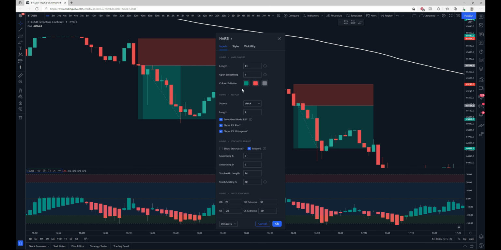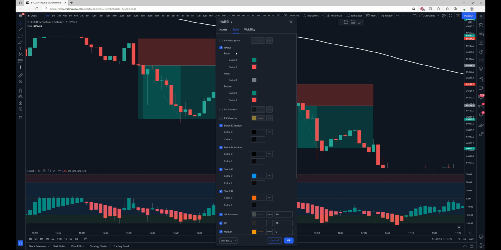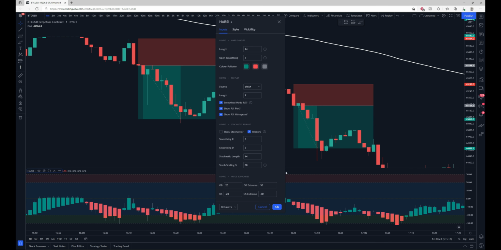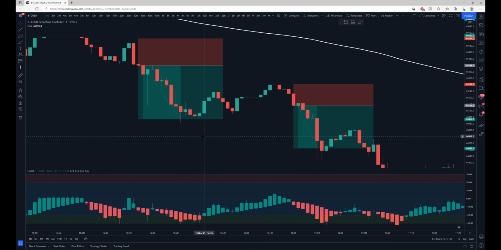The settings that I was told to use, 7 for the open smoothing. And that is it for changing the settings, although I did get rid of a couple things that were just unnecessary and not needed as part of the strategy. That's the only setting that is actually changed. All right, so this indicator, how am I going to use it in a strategy?